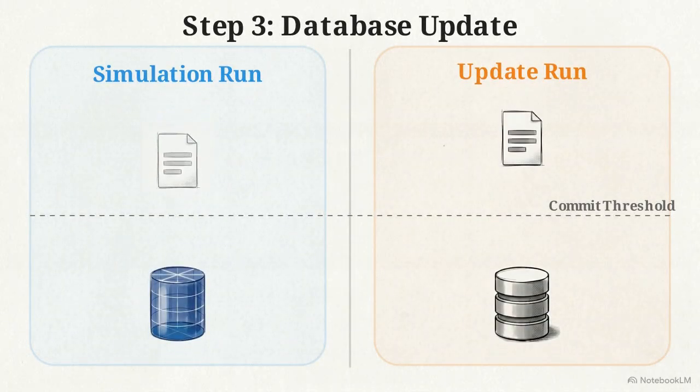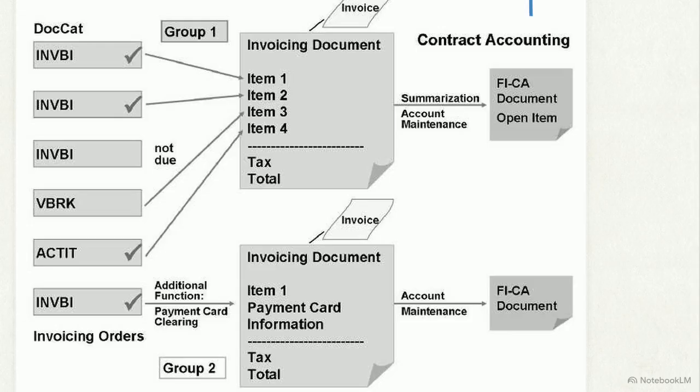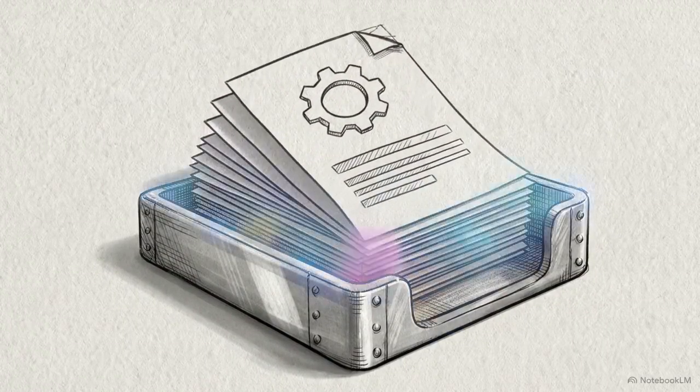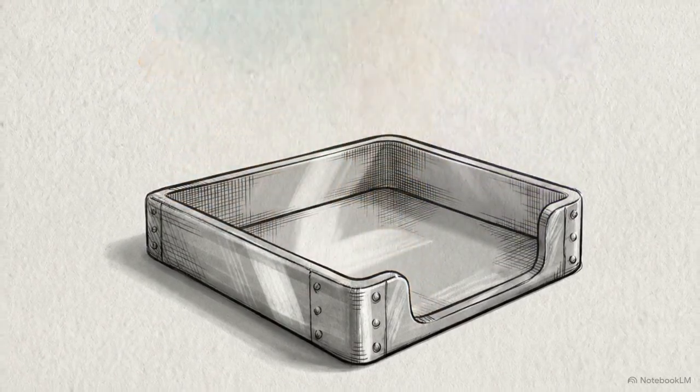On the right side, the update run pushes data down. The system writes a real invoicing document directly to the permanent database. As this schematic illustrates, the system executes summarization and account maintenance and outputs actual posting documents straight into FICA. This commit has an immediate consequence. The original invoicing orders have done their job. They are consumed and permanently deleted from the processing queue.